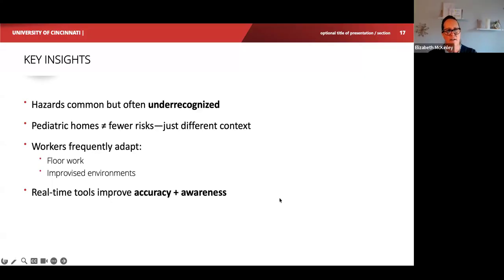So what we found out is that hazards were common but often under-recognized. They were under-recognized in the sense that we didn't know this prior to making this tool, including pediatric exposures that they see primarily in pediatric home environments, and we weren't counting them previously. I also expressed that they're often working on the floor and they're also often working in improvised medical environments. We also see that in adult care.